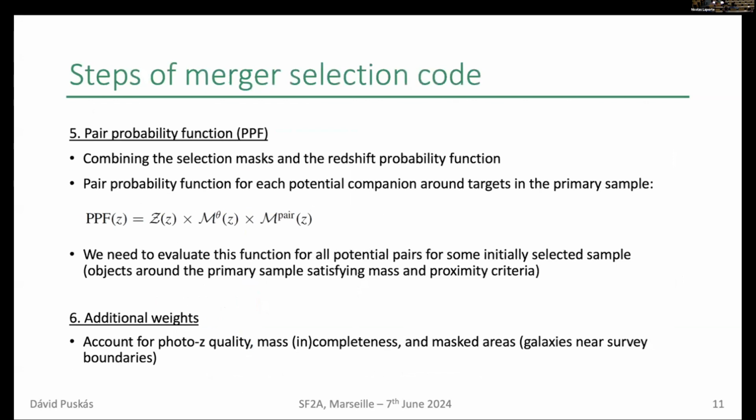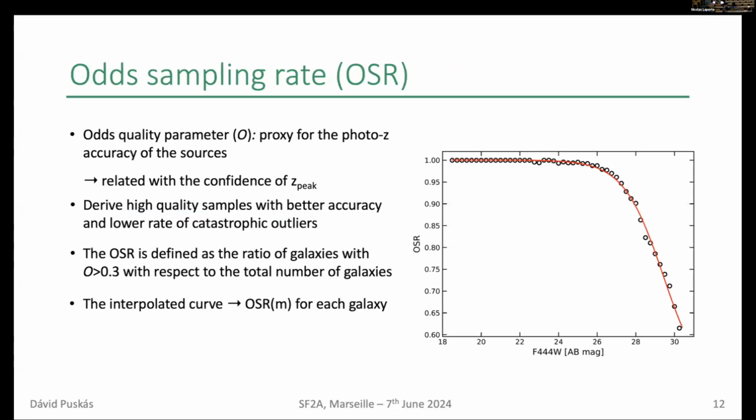Finally, to combine all these selection criteria, we get this pair probability function, which combines the redshift probability, the angular separation, and the mass selection. However, we also need to correct for these selection criteria by implementing some weights. First of all, there is the odds quality parameter, which measures the confidence of the photometric redshift distribution. So it's directly related to how confident we are in the peak of this distribution.